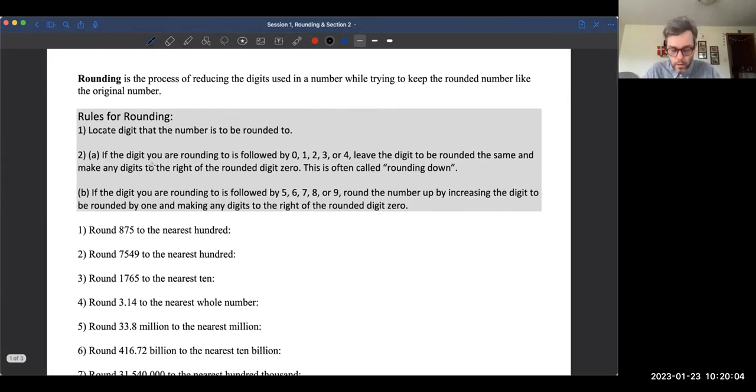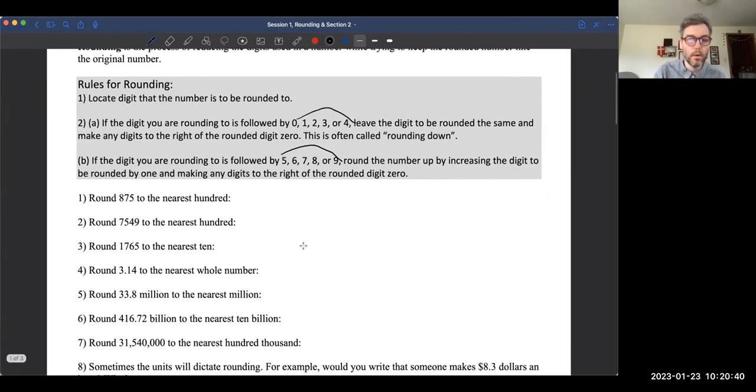Okay, so rounding, you already know it, you love it, but let's just review it. The idea with rounding is we're going to round to a specific place value, and we're going to look to the next smallest place value, and decide if we're going to go up or if it stays the same. 0 through 4, the number stays the same. 5 through 9, the number goes up. You guys already know that, of course, but we're going to review it.